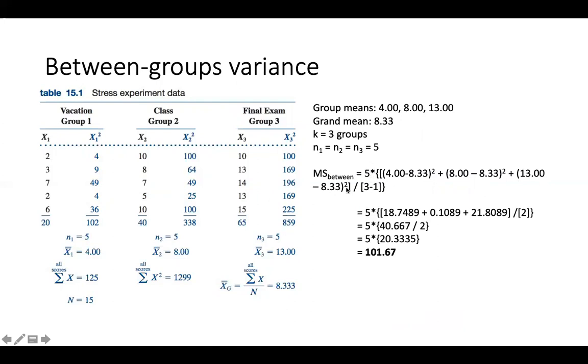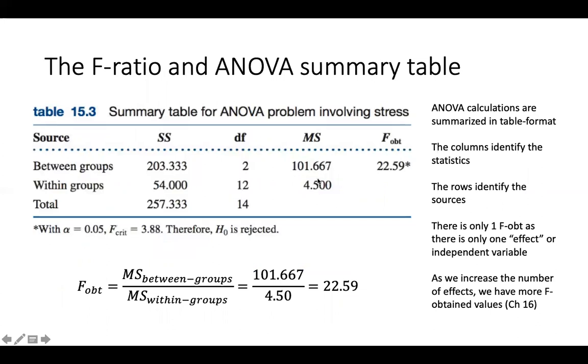So the variance of the group means, if we do it the easier, more straightforward way, is we would take the difference between the first group's mean 4.0 and what we call the grand mean, which is the average corticosteroid levels across groups, 8.33. So we would do that, square it. We take the second difference, square it, the third difference, square it, divide by the number of groups minus 1, and we get the variance of the group means. If we multiply that by 5, that's our sample size within each group, we get our mean squares between. So our mean squares between is 101.67. And so putting that together, if I divide those two numbers, I get 22.59.